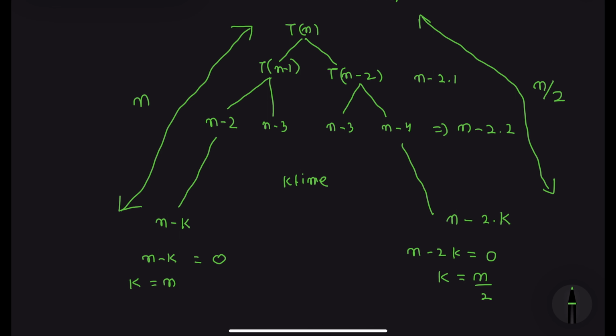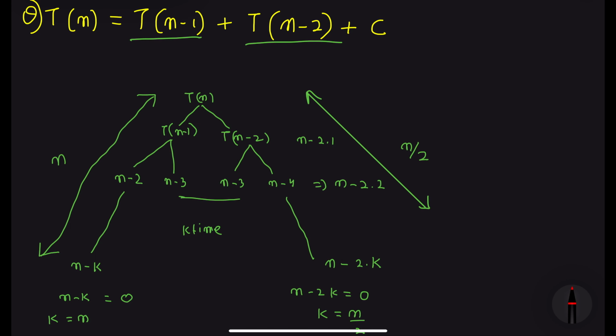So when we are doing minus 1 every time, then the length will become n. So the max function calls in that will be n. And when we are doing minus 2 every time, then the length will become n by 2. So n by 2 function calls there. And the tree in between will run accordingly. So the largest length will be n and the shortest length will be n by 2.